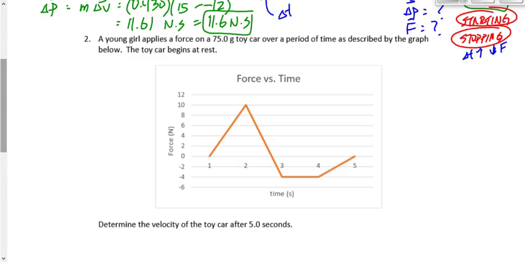Now, along with impulse goes, of course, force versus time graphs. And I told you guys when we did this the first time, you got to think of 3 words. 3 words should automatically come to your mind when you see this graph. And what are those 3 words? Yep. Good.